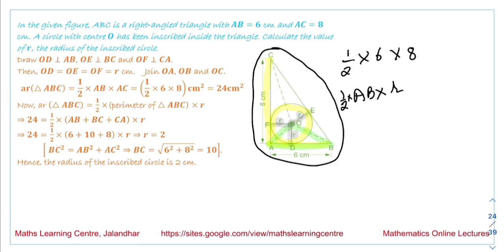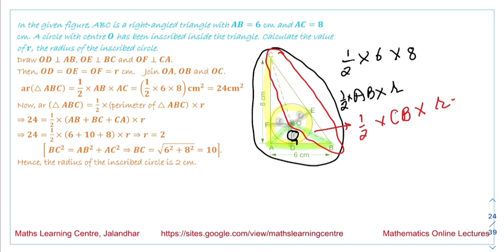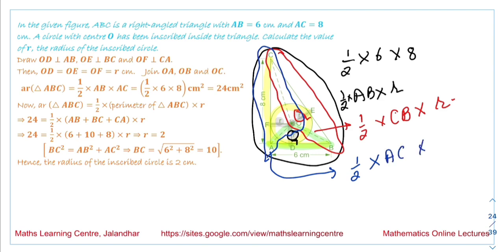For this triangle, the height is the radius R. This is the perpendicular over here. The area of this second triangle, COB, is half base CB into height. For this triangle, it is again R. And the third triangle is AOC. The area of this triangle is half into base AC, and the height for this triangle is this R.